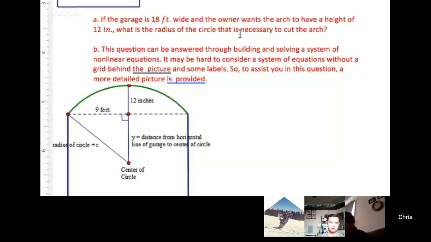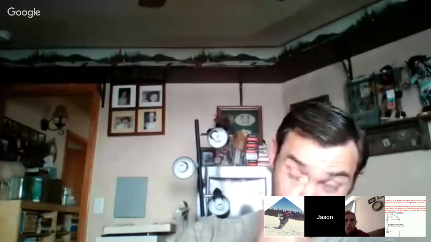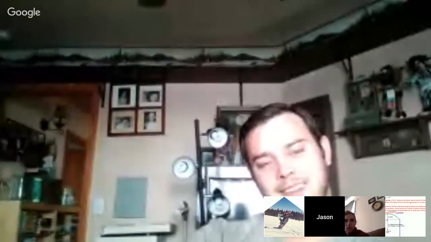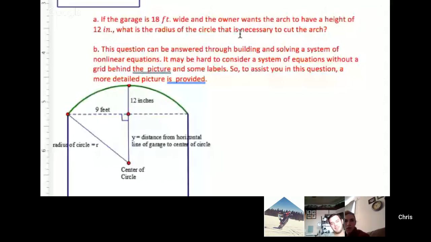No, it just says 2. Oh, does it say that? Yeah, it does. This can be answered by building and solving a system of nonlinear equations. Well, a way to make that problem more impossible.